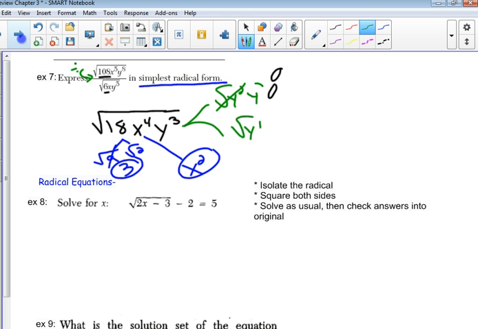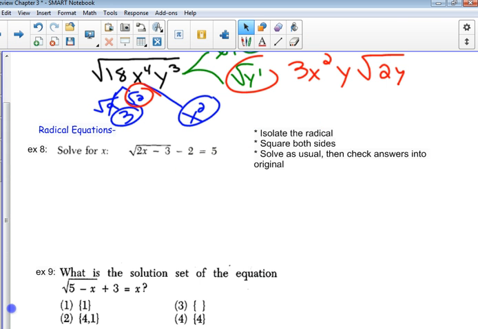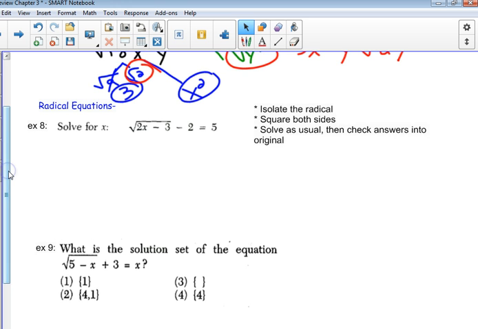Good, this is one. They're so fast. Good job, Andrew. 3x squared y, radical 2y. Just be careful, I always forget when I look back through, it's like so much junk. Alright, and the last two are something I think come up on every single one.